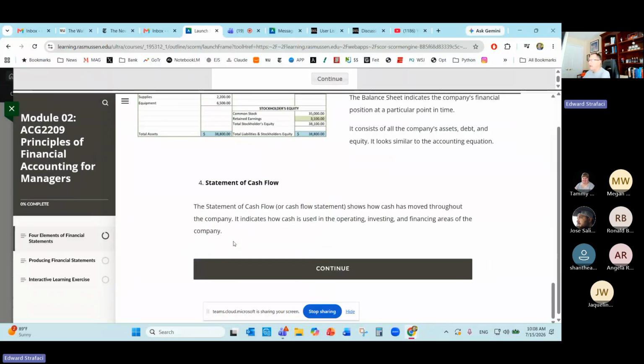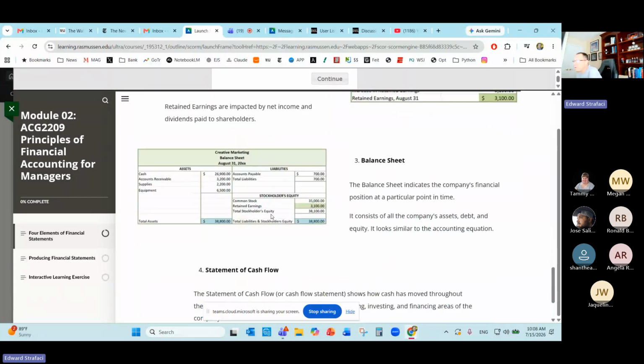So to recap, the cash flow statement reconciles all cash. It's probably the most difficult one to understand.